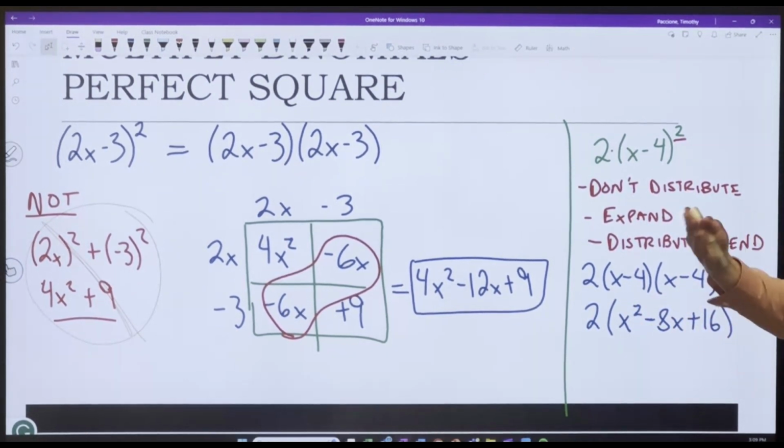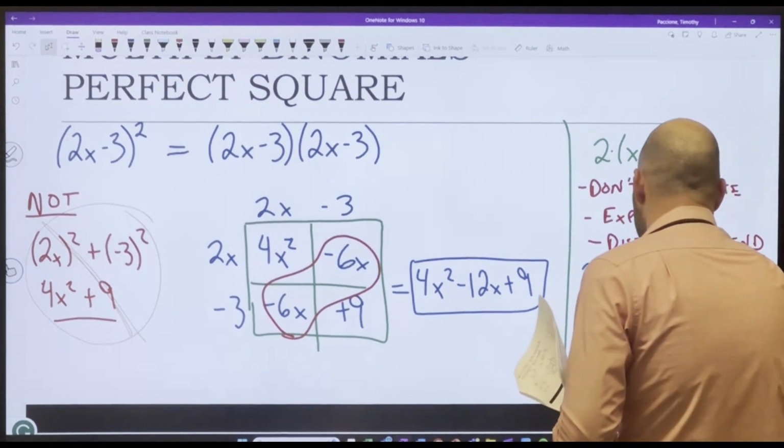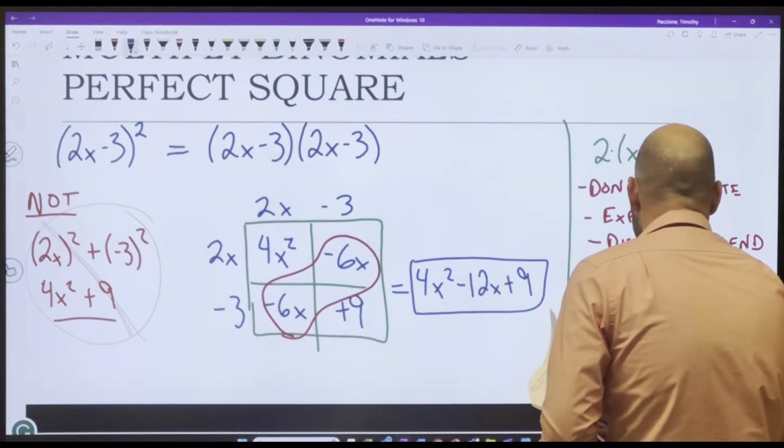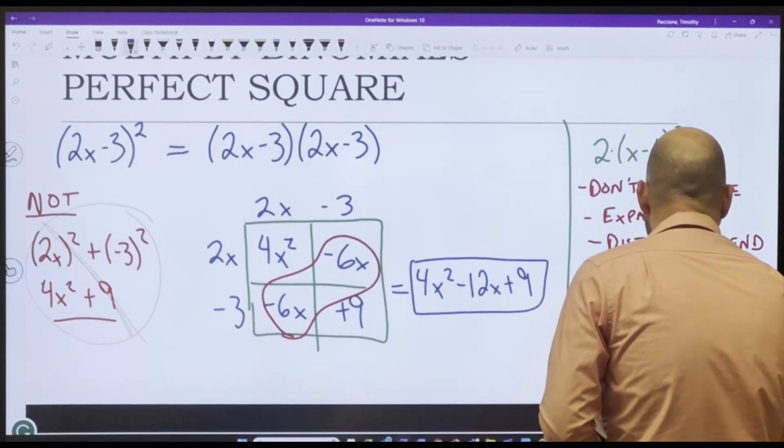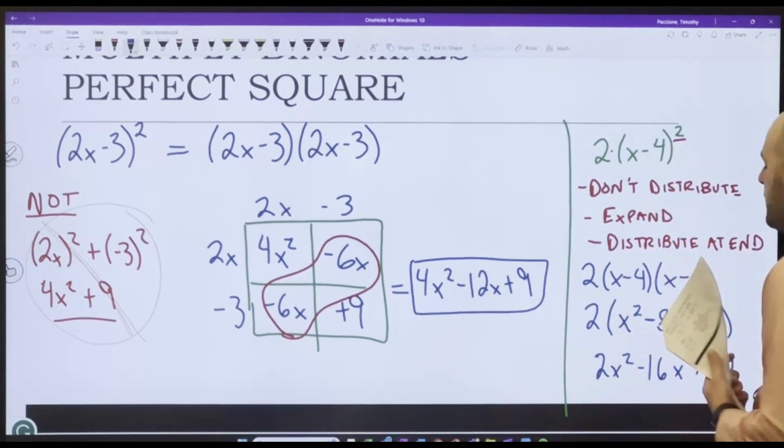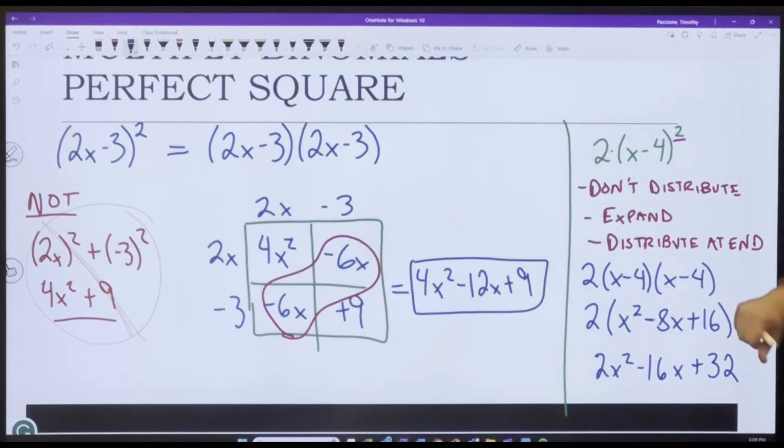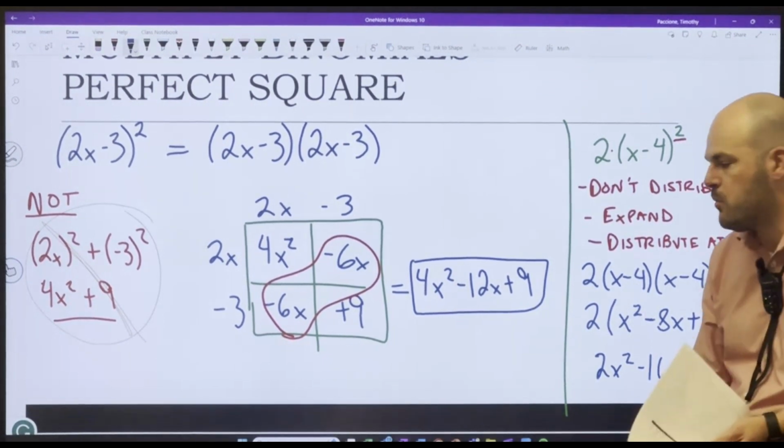And now you distribute, and you get 2x squared minus 16x plus 32. Okay? Way different than if I had distributed that 2 right away and then squared it. It's all about those order of operations.